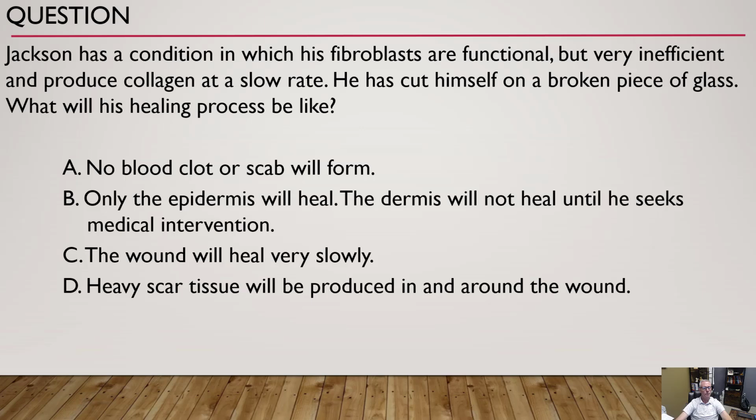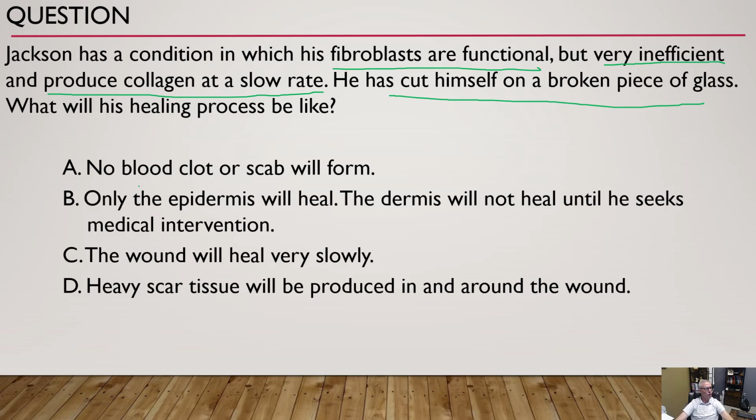All right, so Jackson has a condition in which his fibroblasts are functional, but very inefficient. And they produce collagen at a slow rate. He cut himself on a piece of broken glass. What will his healing process be like? So his fibroblasts are functional, but very inefficient. So they're going to produce collagen, but at a very slow rate.